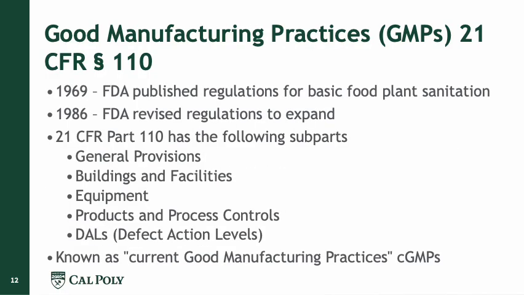Another type of quality or food safety system is what we call the good manufacturing practices, or GMPs. In 1969, the FDA published the regulations for basic food plant sanitation. In 1986, they revised these regulations and expanded them, and they have different parts that deal with food plant sanitation in different aspects like general provisions, buildings and facilities, equipment, product and process controls, and defect action levels. And nowadays they are known as current good manufacturing practices.